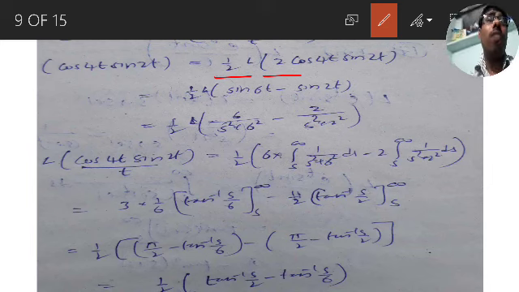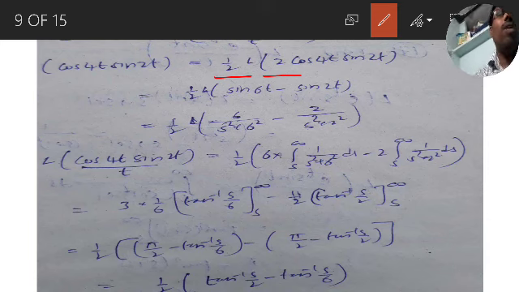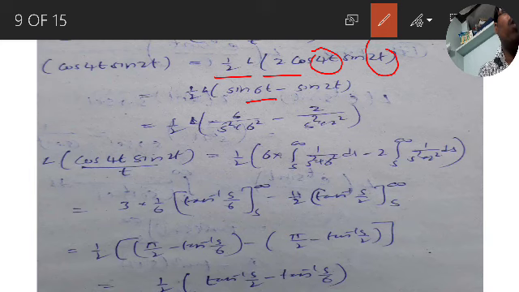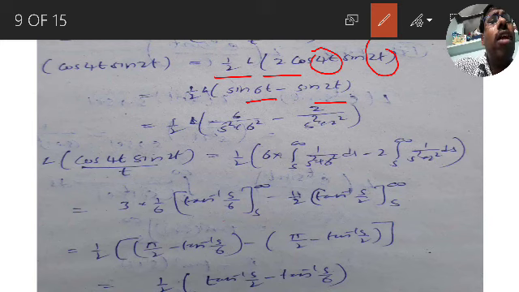This can be converted into sums. 2 cos A sin B is sin of A plus B minus sin of A minus B. So what is A here? A is 4t and B is 2t. 4t plus 2t is 6t. 4t minus 2t is 2t. So that is 1 by 2 into L of sin of A plus B minus sin of A minus B.